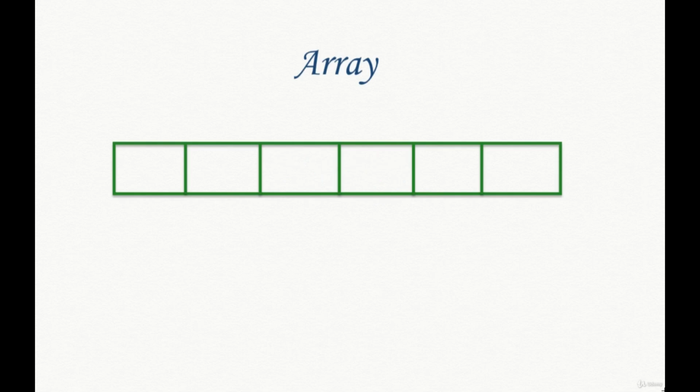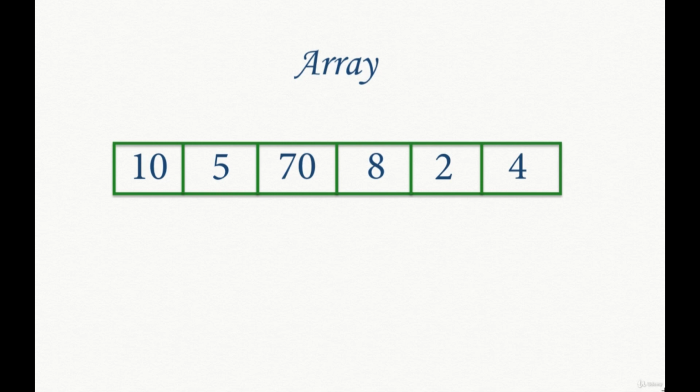Welcome. In this session we will learn about arrays. An array is a type of linear data structure where data is stored in the form of a sequence. Suppose we want to store 6 integer values in our code. To store those 6 integer values, we would need 6 integer variables. Instead of those 6 integer variables, we can store all of them in a single array. Like if we have the values 10, 5, 78, 2 and 4, we can store them in a single array.